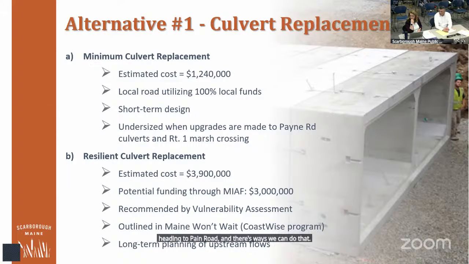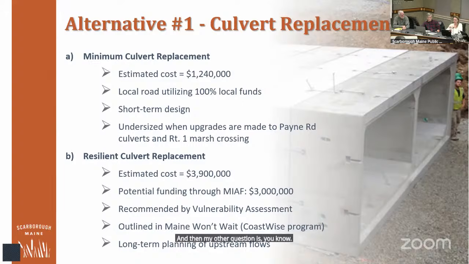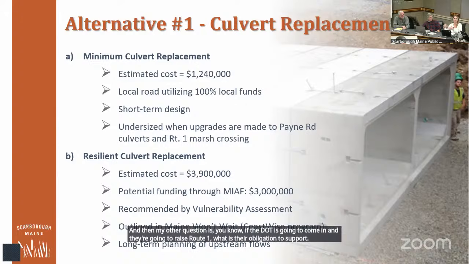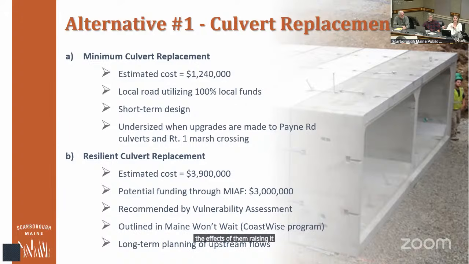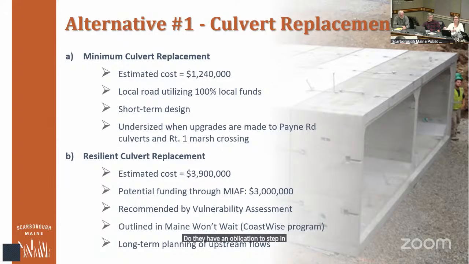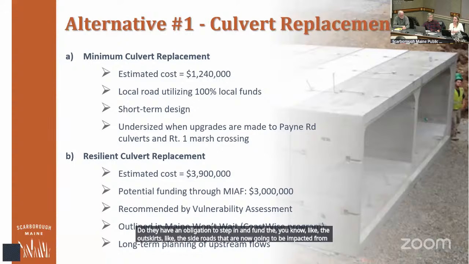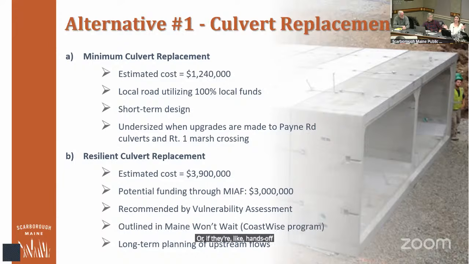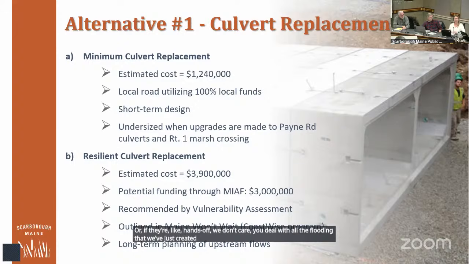My other question is, if the DOT is going to come in and raise Route 1, what is their obligation to support the effects of them raising it? They know that our culvert right now is broken, can't handle it. Do they have an obligation to step in and fund the outskirts, like the side roads that are now going to be impacted from that? Let's do a quick fix if the DOT is going to come in in 2 years and be obliged to do it, if we're opening up the floodgates, per se, or if they're like, hands off, we don't care, you deal with all the flooding that we've just created. I'm kind of wondering how that plays in.